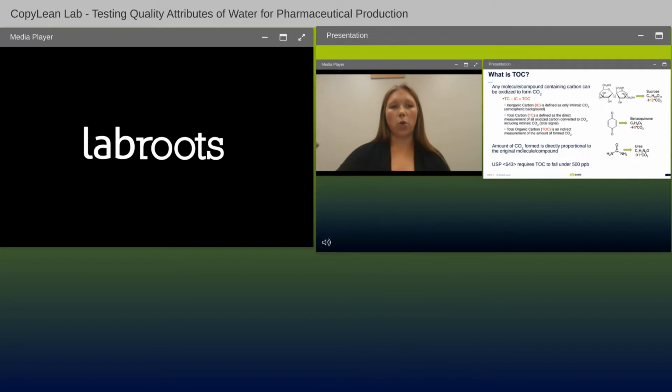Let's move on to total organic carbon, or TOC, starting with what is TOC? From a mathematical perspective, TOC is total carbon minus inorganic carbon. TOC is an indirect measurement of the amount of carbon dioxide formed through an oxidation reaction. This is differentiated from inorganic carbon, as inorganic carbon is all intrinsic carbon dioxide to the water, while TOC comes in the form of organic carbon molecules that have been oxidized.